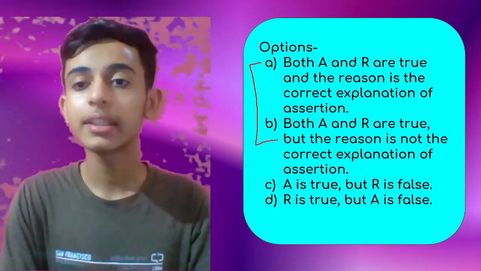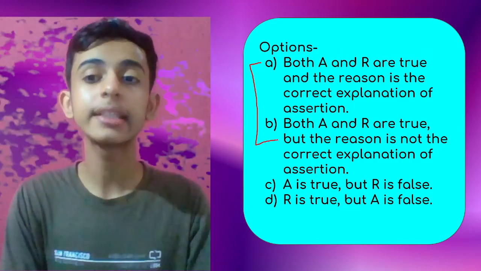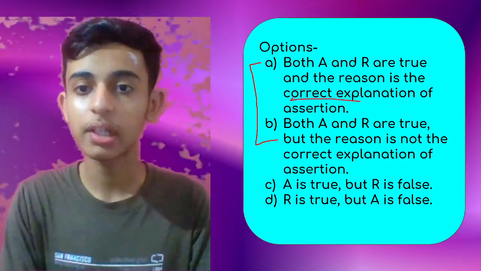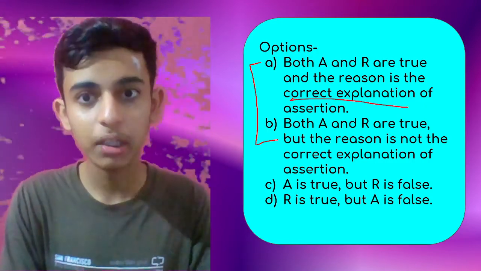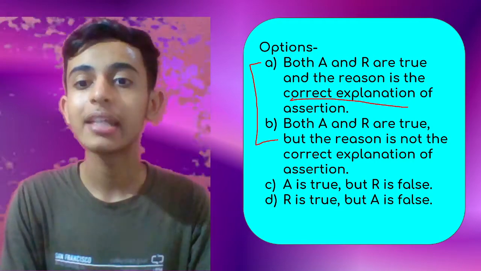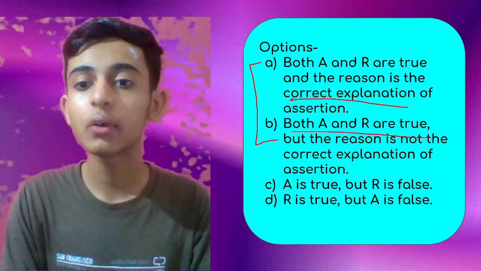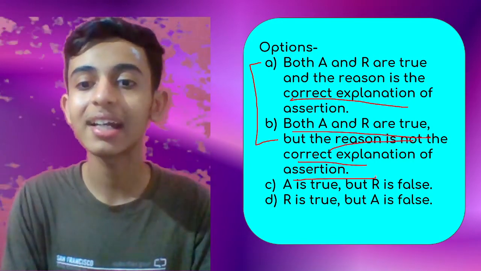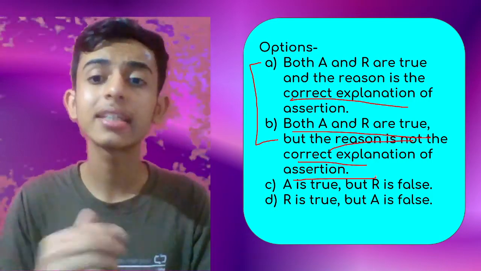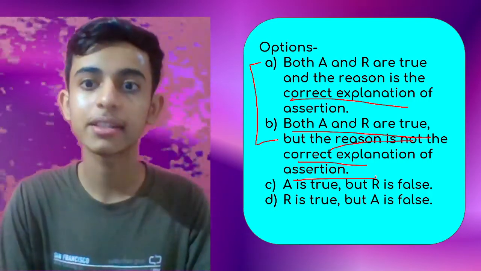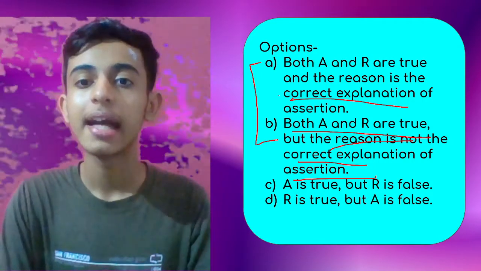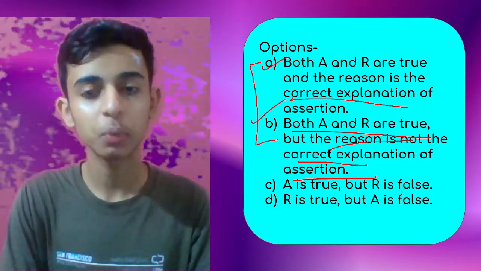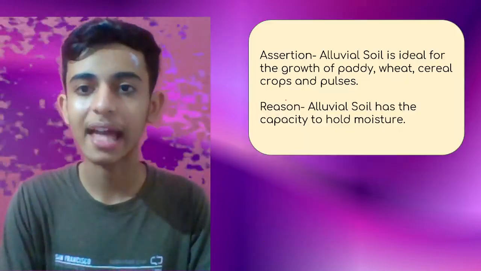First, A says that if the reason is the correct explanation of assertion, it means you have to find the relation between the assertion and reason. And B says if both are true but they are not related, reason is not the correct explanation of assertion, reason is not able to justify the assertion, then you will choose B. A and B are often confusing, but we will be solving some questions for clarity.